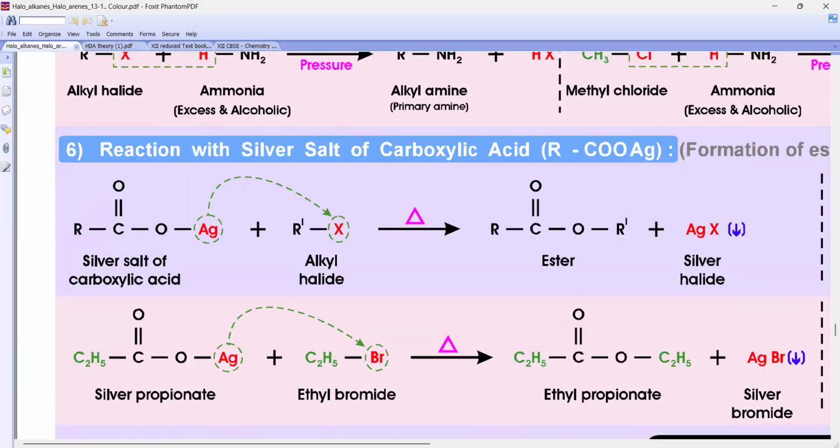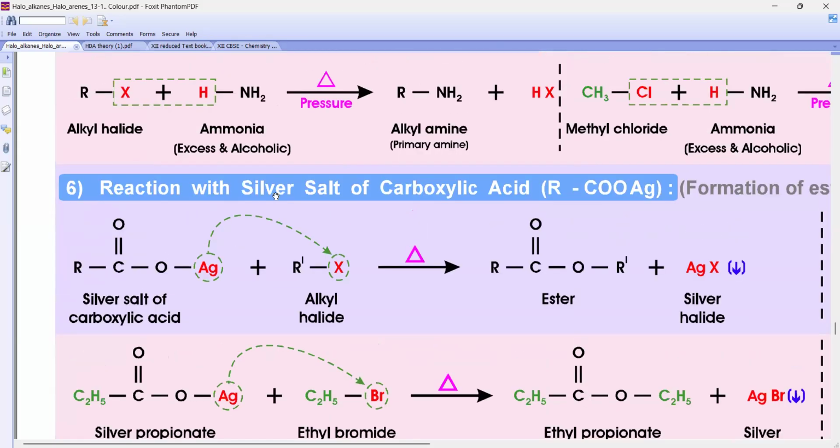The last nucleophilic substitution reaction, beta, is silver salt of carboxylic acid. Look here, this is what, beta? Acid or not? Now, if I replace this H from here, what will I write? If I write silver here, it becomes silver salt of carboxylic acid or not?